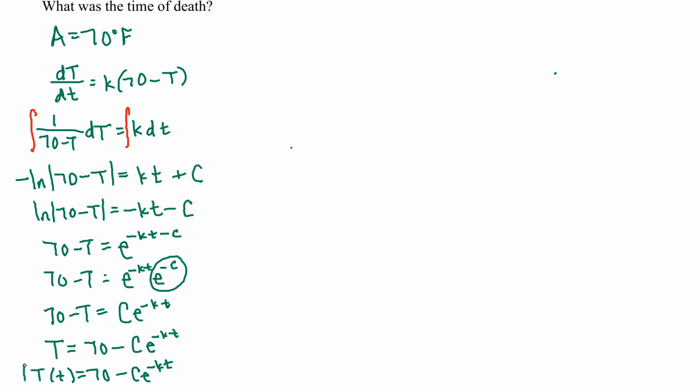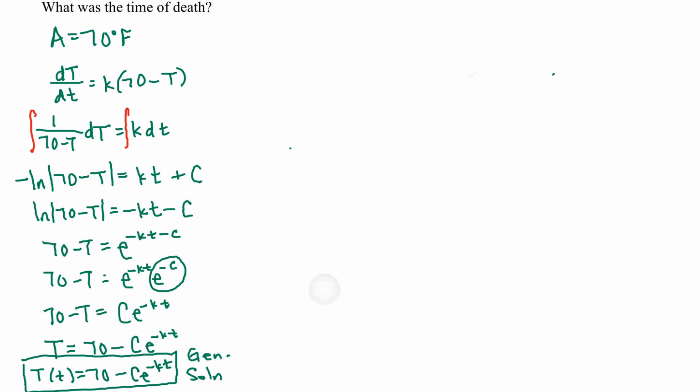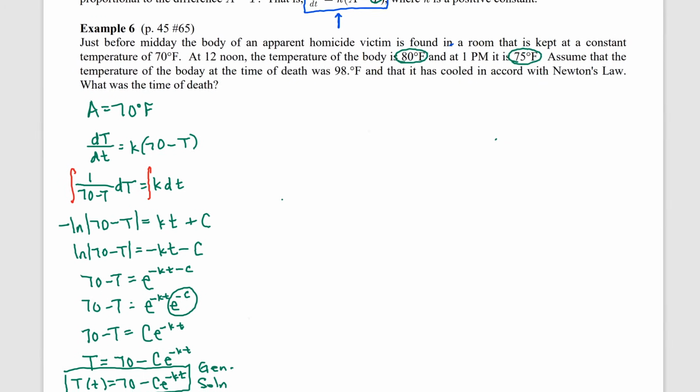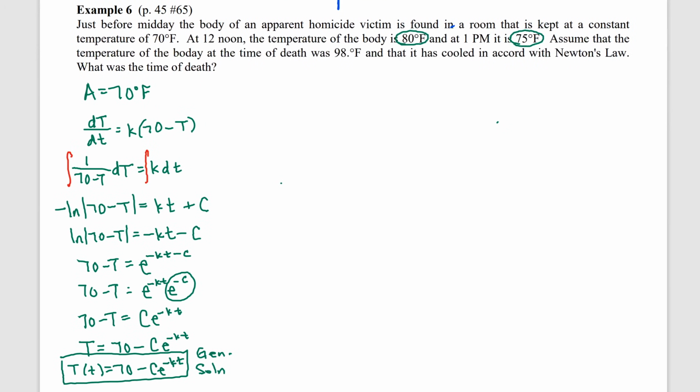So this is the general solution to Newton's law of cooling for this particular room temperature. I'm going to label this as the general solution. To make it particular, we're going to need to glean our initial conditions. So let's go back and revisit the information in the problem.